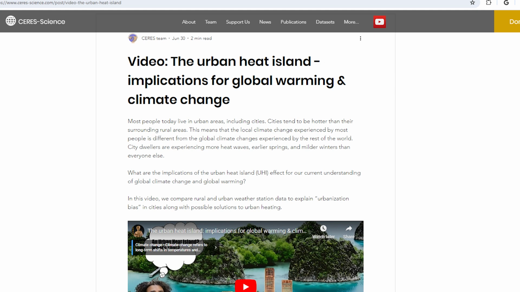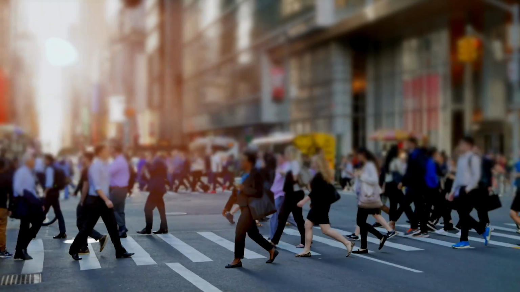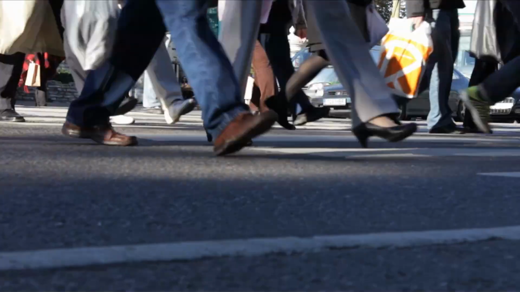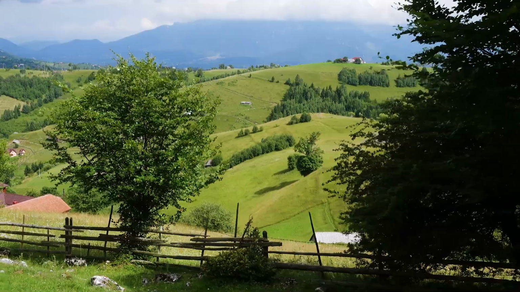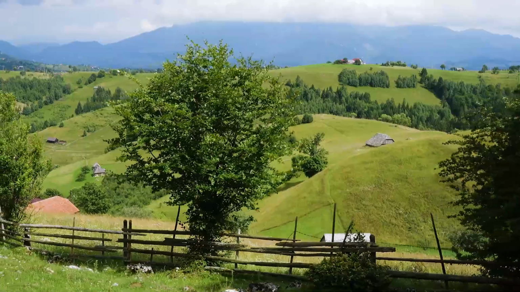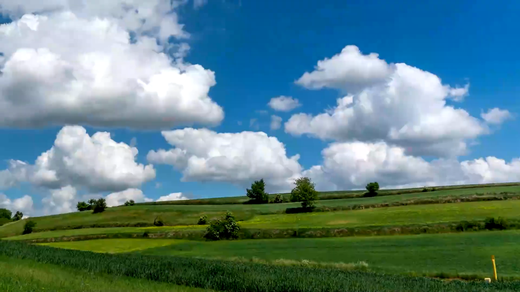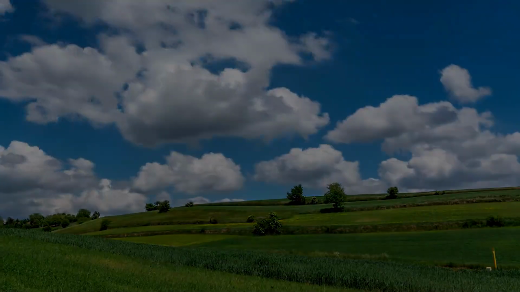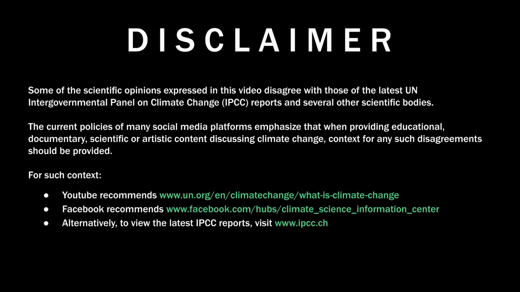Urban heat islands, characterized by significantly higher temperatures in urban areas compared to their rural counterparts, are a consequence of human modification of our landscapes and environment. The combination of factors such as concrete surfaces, limited vegetation, and high energy consumption contributes to this phenomenon. Before we delve further, some of the scientific views within this video differ from those of the UN IPCC. To learn more about the latest IPCC reports, visit their website at www.ipcc.ch.